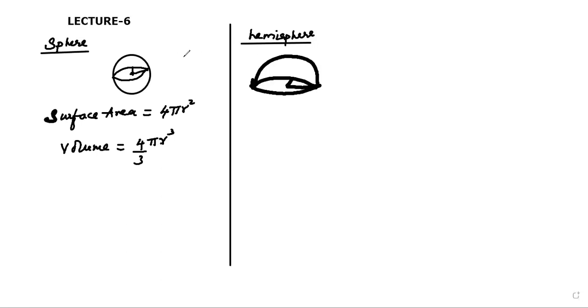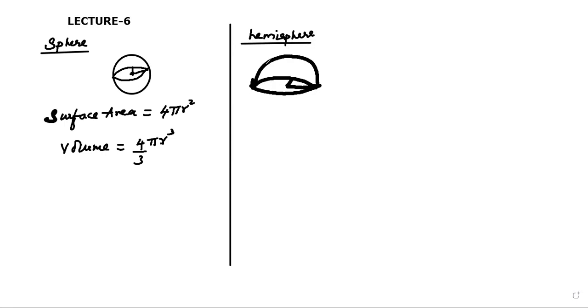Now a hemisphere is half a sphere. Hemisphere is nothing but half a sphere. So a hemisphere has a curved surface, but it also has a round flat surface.